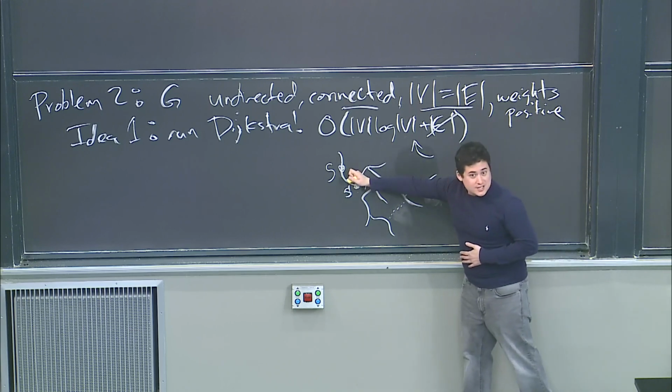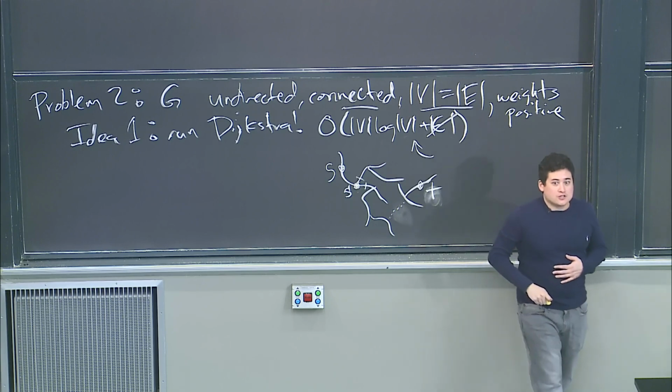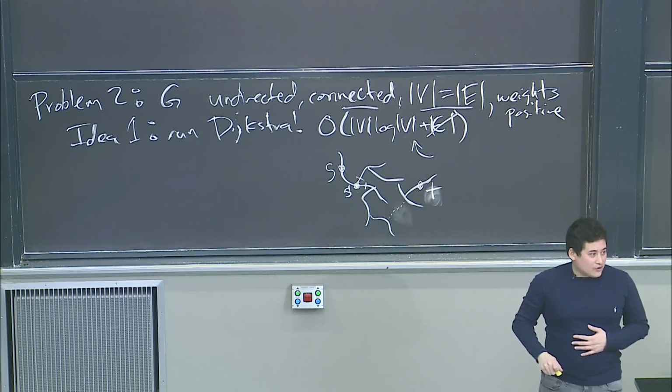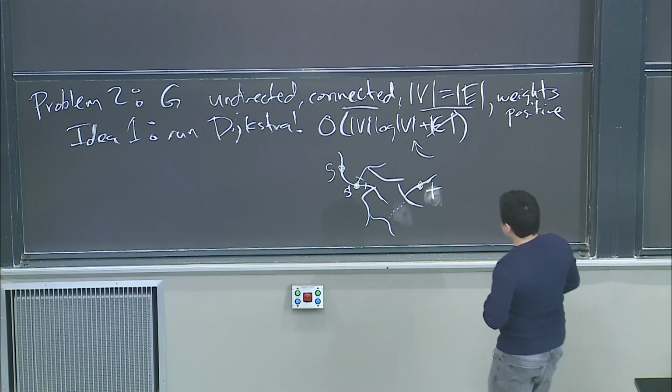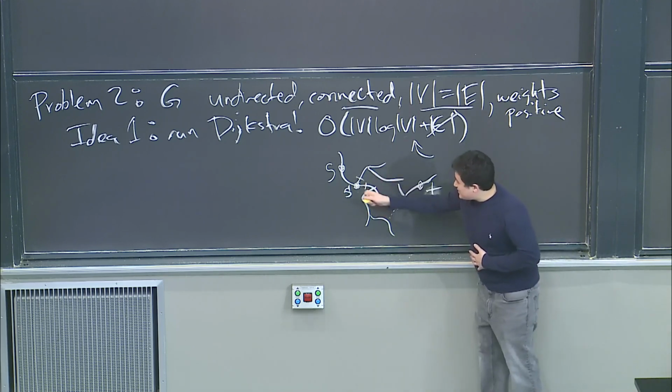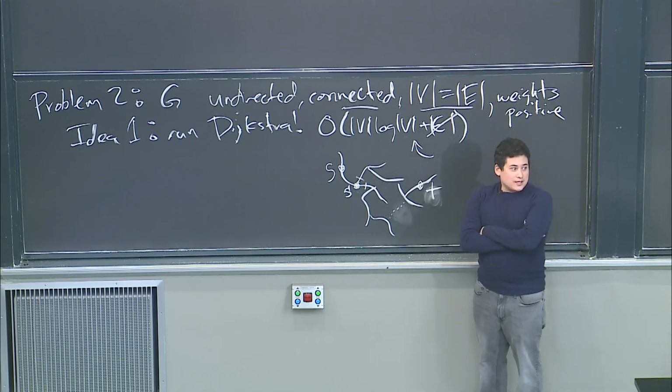I get rid of this edge. And I do that once, and I do it again without this edge. So that's the idea of my algorithm. Okay, so how can I do that? I first have to find S prime. How can I do that?